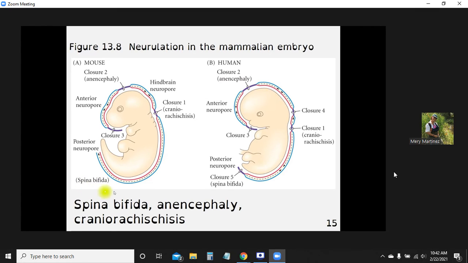So failure of the closure of that neural tube can create different types of conditions. And so these are the neural tube defects, okay? And we have the incomplete closure. Failure to close the posterior portion is the Spina Bifida. Failure to close the anterior region, either 2 or 3, okay? 2 or 3 is generating the anencephaly, and we're going to be reading papers about this.